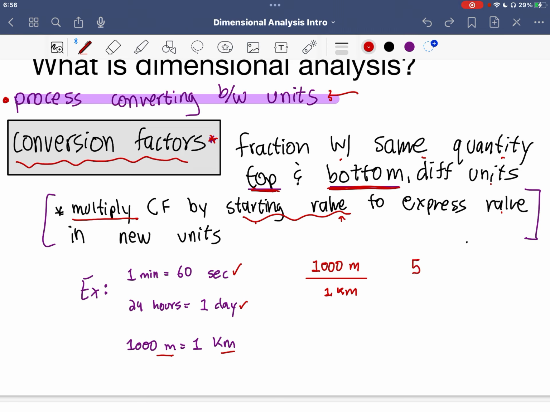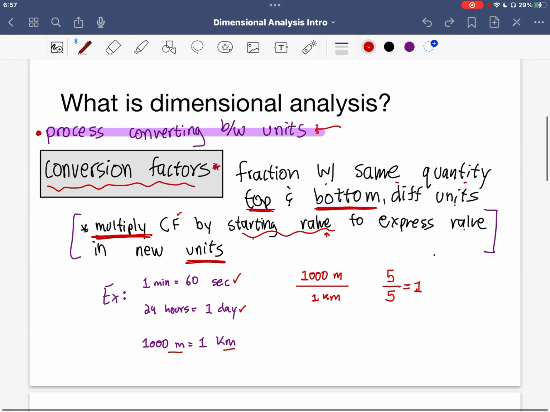So that's kind of like having a fraction of the same quantities on the top and bottom, which is of course equal to 1. So all I'm doing is multiplying a starting value by these conversion factors. It's essentially like multiplying by 1, but the whole idea is to get me into a new unit. All right, pause this video please and make sure to take some relevant notes in your notebook before we move forward to a quick example.